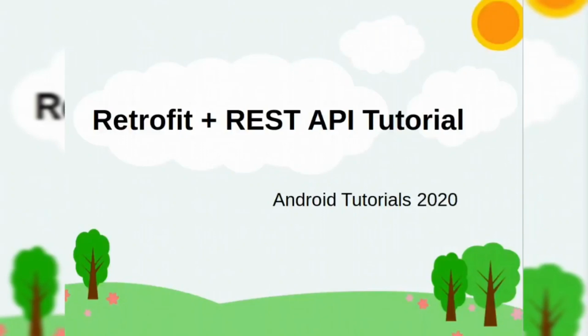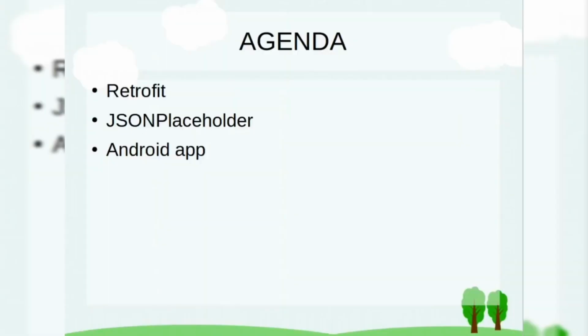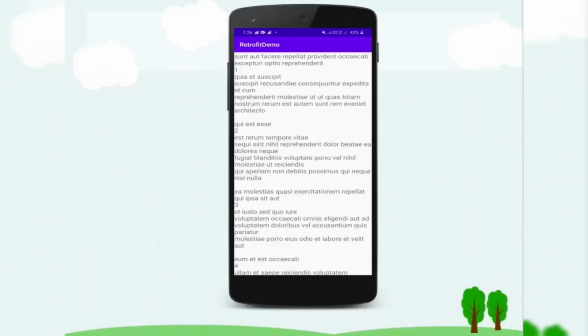Hello friends, in this video we are going to discuss an important topic of Android, Retrofit and REST API. The agenda of our video will be learning about Retrofit and then JSON placeholder, that's a fake REST API that we are going to use in our application, and then we are also going to develop an Android app. Here you can see the screen of our Android app that we are going to develop. The whole text you are seeing is fetched from the internet by the help of REST API.